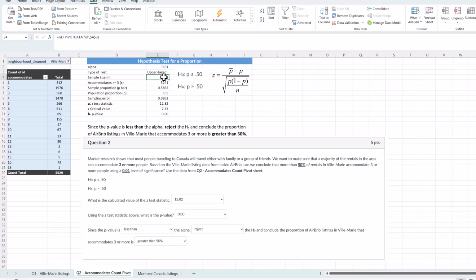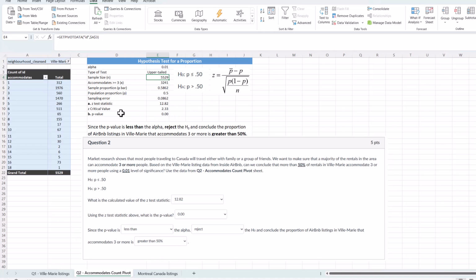Next, we want to identify the sample size. This is going to be similar to the confidence interval for a proportion. We can see in the pivot table that the sample size is 5529, so I'm going to plug in that number here. We also want to identify our X, or attribute of interest. This question continues on from the confidence interval quiz, and we're looking for 3 or more people for the accommodations.